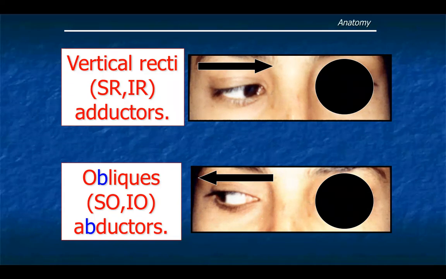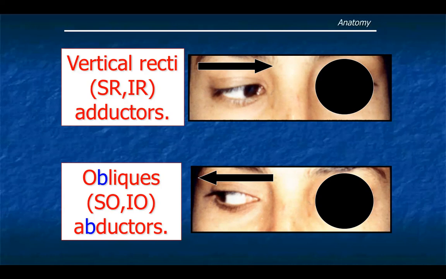The obliques arise anteriorly from the nasal part, and they are inserted temporally at the back of the eye. So when they contract, they will move the more temporal back of the eye nasally. That is, they will adduct the back of the eye. If they adduct the back of the eye, they will abduct the front of the eye, just the same as the inverted elevation and depression. So the vertical recti are adductors and the obliques are abductors.